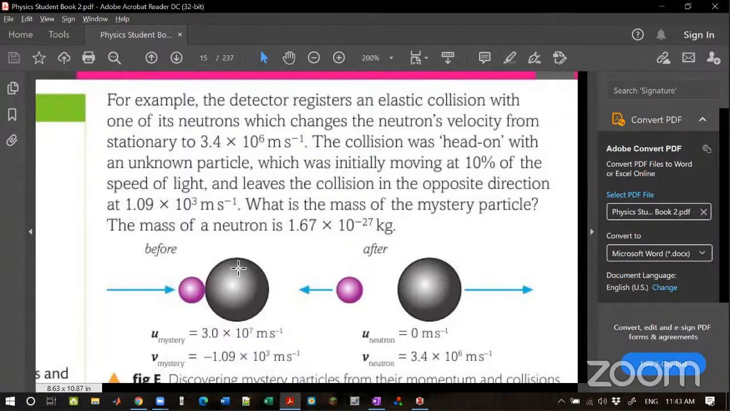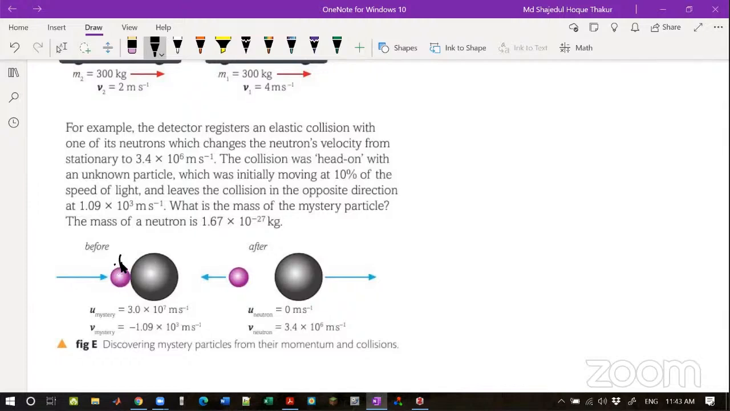So the neutron was stationary. The black one is my neutron, this purple one is my mystery particle, I don't know what it is, and this is the neutron. A detector is detecting an elastic collision like this. The initial velocity of the neutron was 0, and the final velocity of the neutron is given as 3.4 × 10^6 to the right, and the collision was head on with an unknown particle which was initially moving at 10% of the speed of light.